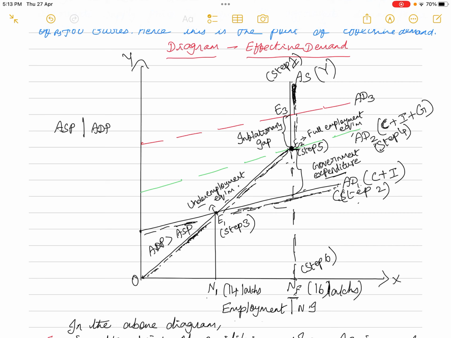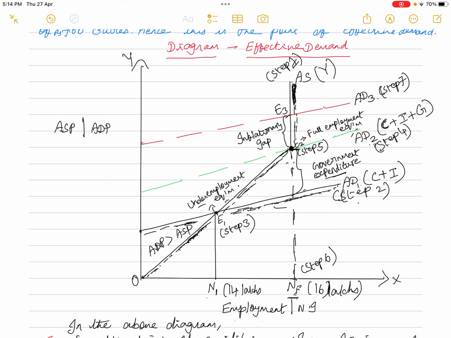Okay, now suppose there is a further increase in the level of aggregate demand, if the aggregate demand curve shifts from AD2 to AD3, which I marked in the red line. So now this is step 7. Mark it as AD3. For example, we have seen the national income, C plus I plus G plus X minus M. Maybe one more sector is entering into the economy. Foreign trade sector is entering into the economy.